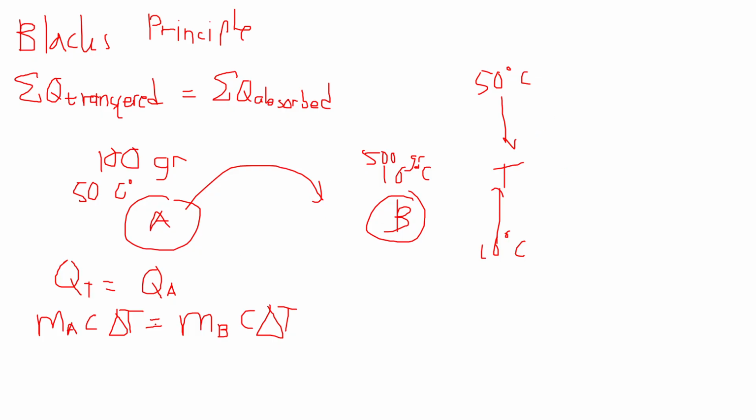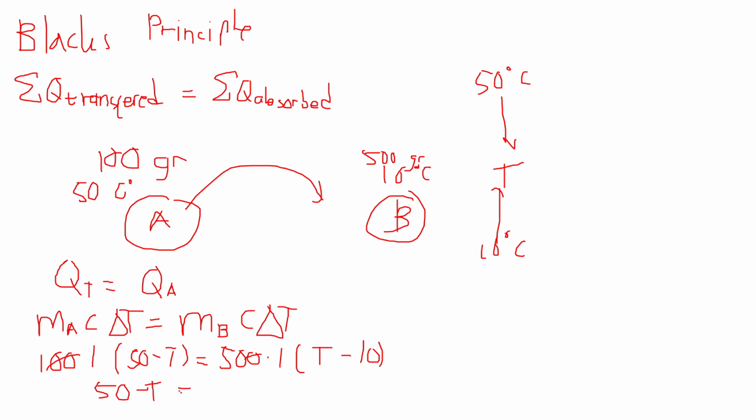Obviously, this is T. So the delta T on this one with the 50 Celsius, it would be MA, so 100 multiplied by 1 multiplied by 50 minus T, because it's going down, right? So 50 minus T. And then this one is going to be 500 multiplied by 1 multiplied by T minus 10. So we put the bigger one first and then the smaller one next. Easy. Alright.